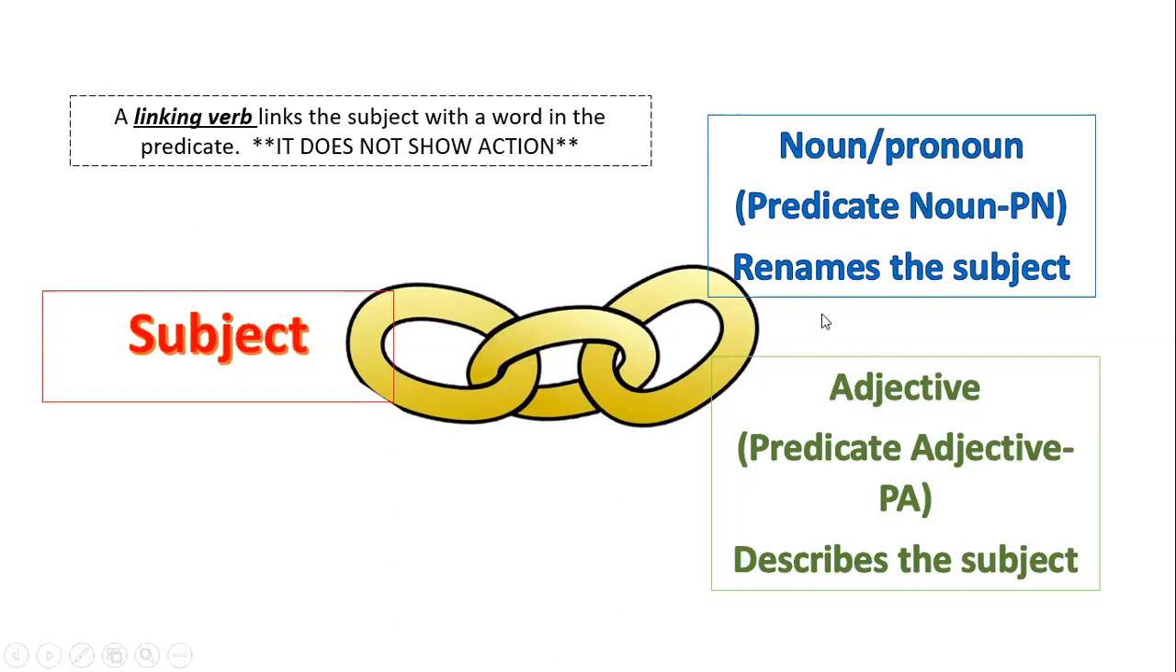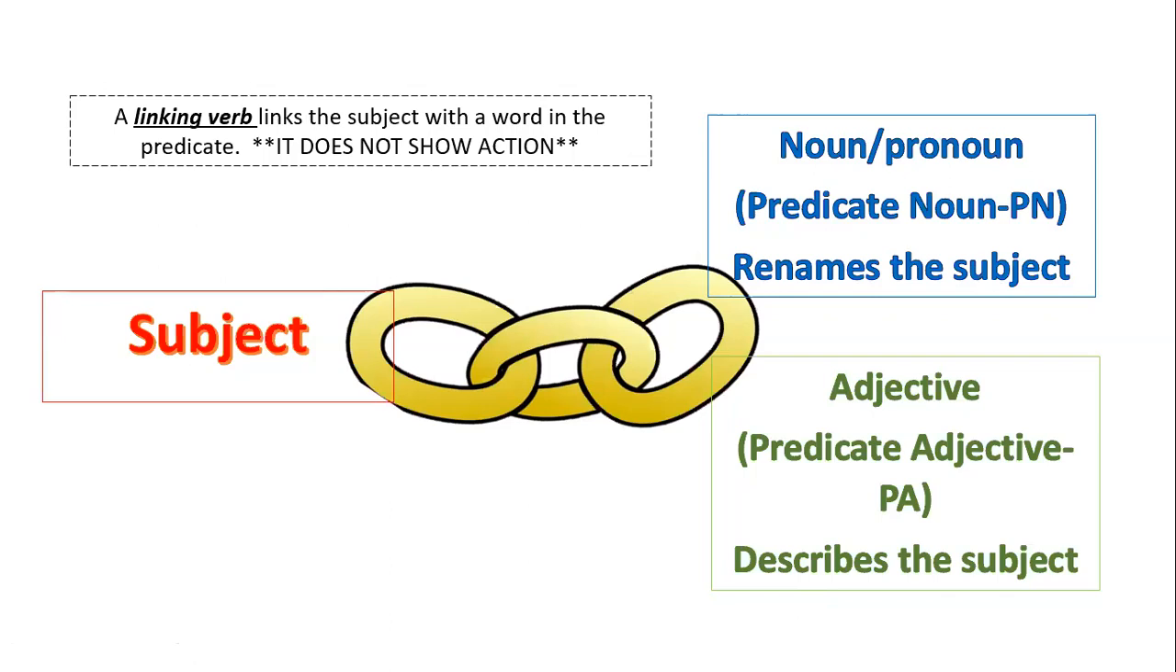If the word that you find in the predicate is renaming the subject, the noun or pronoun that you have in the predicate to rename the subject, then it is a predicate noun. If the word that you find in the predicate is an adjective, then it's describing the subject and it's considered a predicate adjective. And I'm going to explain it much better in the next slides, okay?